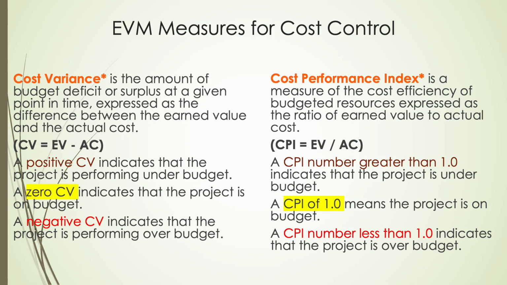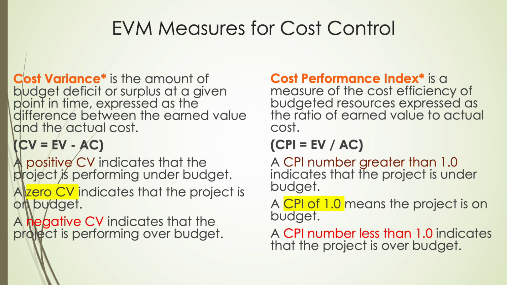Now, let's break down what the cost variance and cost performance index numbers actually tell us. Cost variance measures the difference between what we expected to spend and what we actually spent. A positive CV means we are under budget, good news. A 0 CV means we are exactly on budget, rare but possible. A negative CV means we are over budget, a warning sign to act.